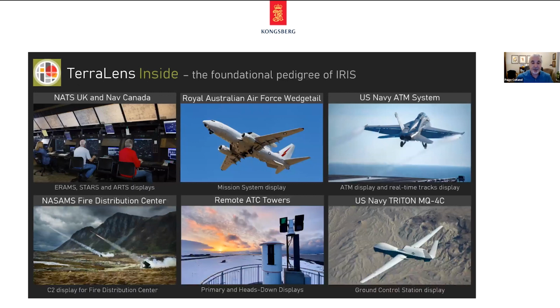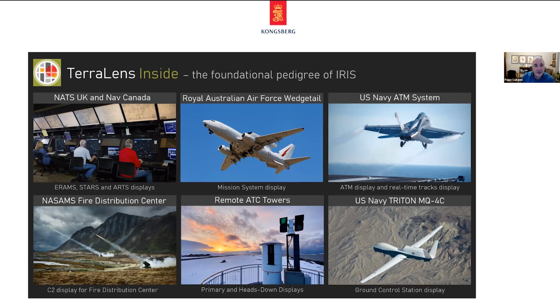So Kongsberg Geospatial has been around for about 30 years. We're roughly a 50-person software company located in Ottawa, Canada. We're owned, perhaps obviously, by Kongsberg of Norway, and they bought us about 15 years ago. And what we're known for back in the day, and still to this day, is our TerraLens geospatial map engine.